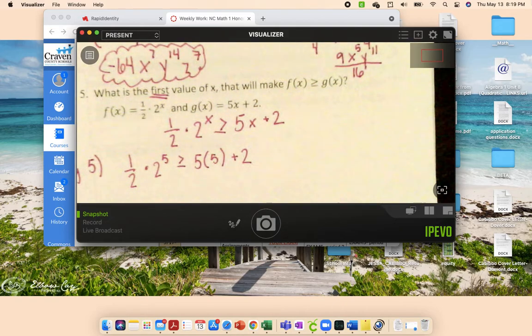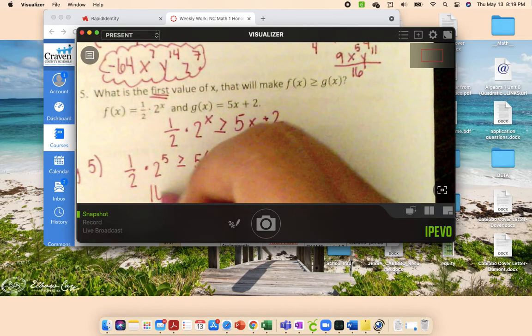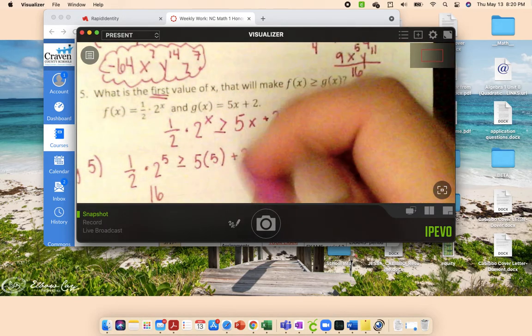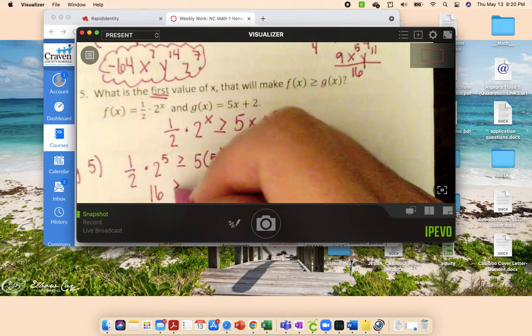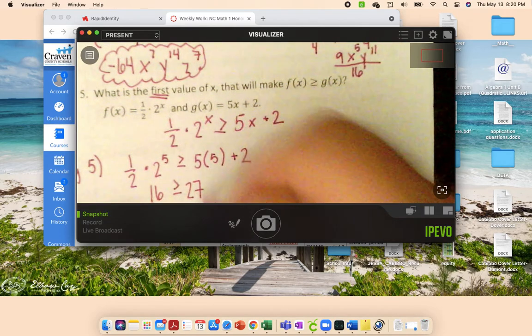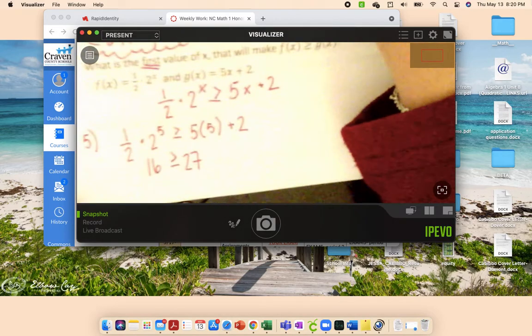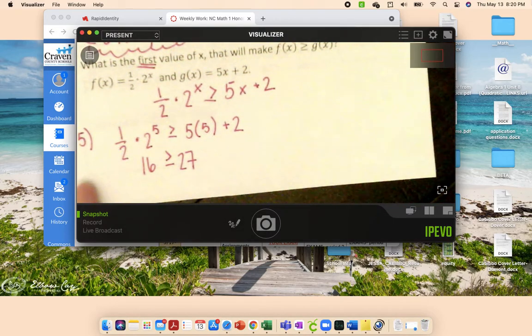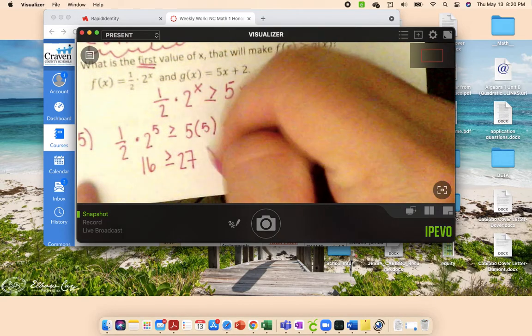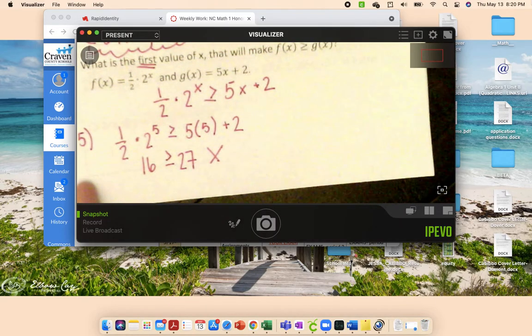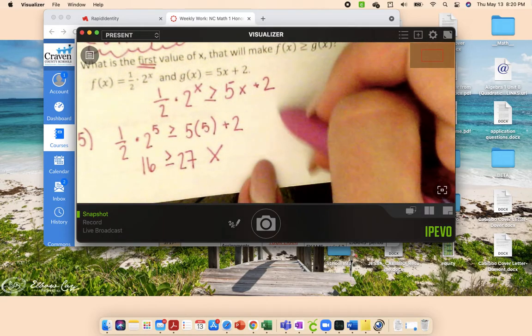So we would go ahead to the 5th power, take half of it, and we're going to get 16. 5 times 5 is 25, plus 2 is 27. So we take a look at our inequality, and we want to see if it's true. And it says 16 is greater than or equal to 27. But we know that's not true. 16 is not bigger than 27. So we can go ahead and try 6.